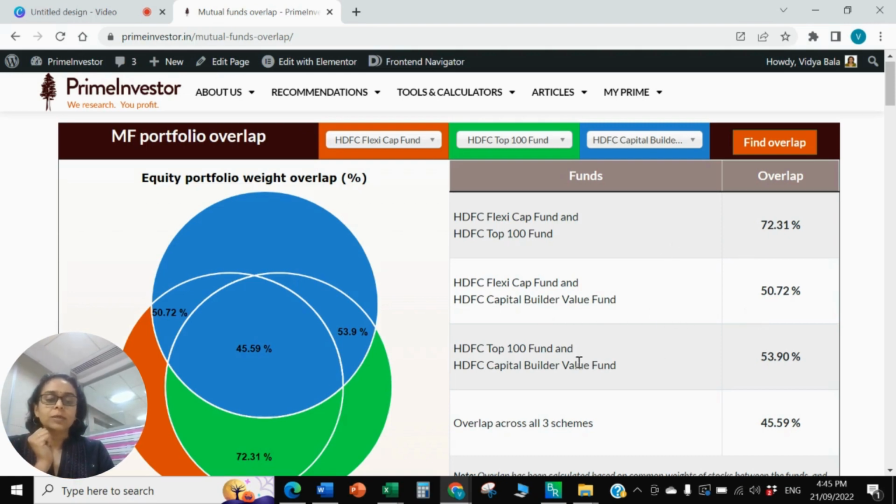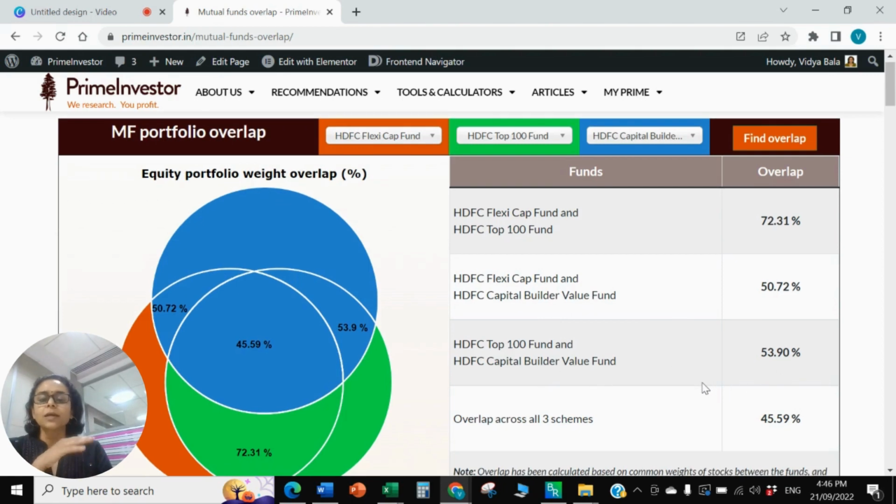Flexi Cap versus Capital Builder at 50 and Top 100 versus Capital Builder at 53 is also somewhat high but acceptable. What is acceptable? In general, we have seen 50, maximum of 60% overlap between any two funds is common, especially when they are large cap or large cap oriented, like Flexi Cap and Focused or Value Contra.